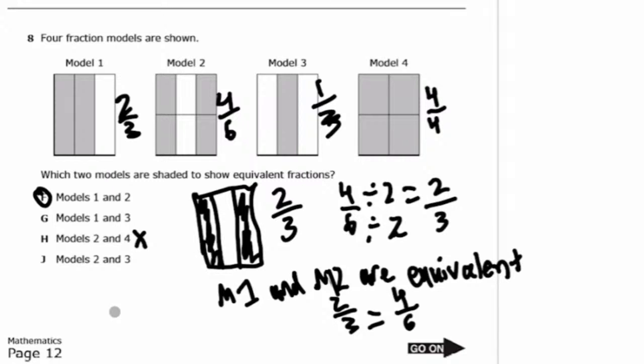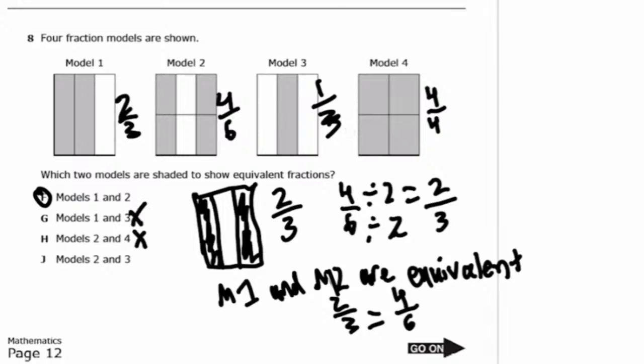G says models 1 and 3, which are not equal, because if we take a look at the models themselves, this is 2 parts out of 3, and this is 1 part out of 3. And if you have a different number of parts out of the same whole, that means that there's no way that the two can be equivalent. So G, we can mark it incorrect.